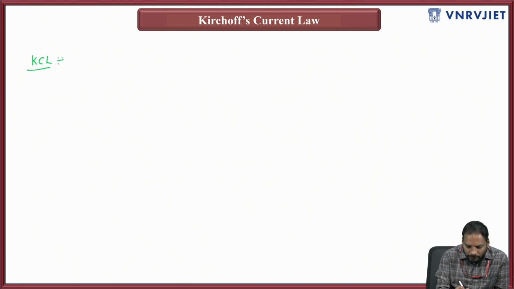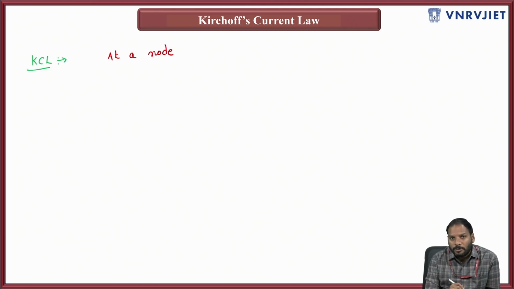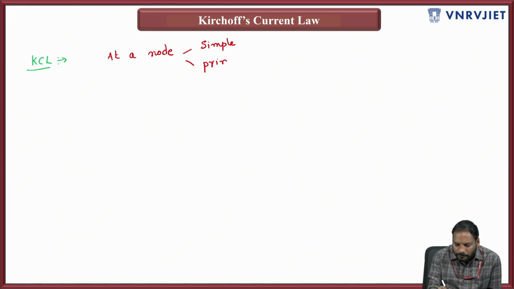So I'll start with the concept of KCL here. As I'm saying, it is a concept at a node. At a node, there are two types of nodes. One is a simple node, another is the principal node. What is meant by the simple node?